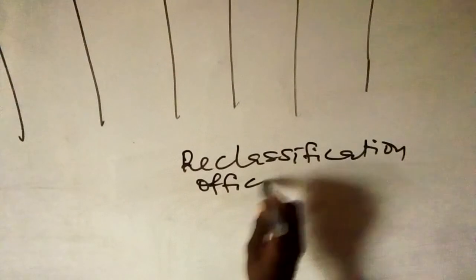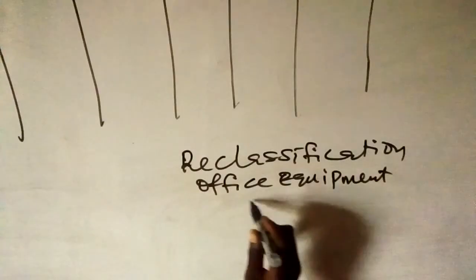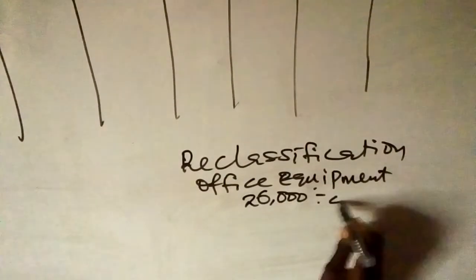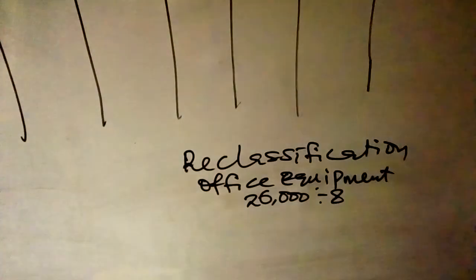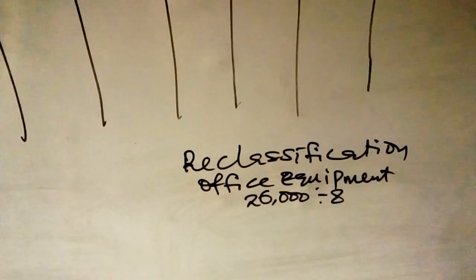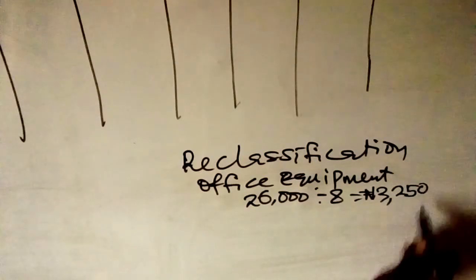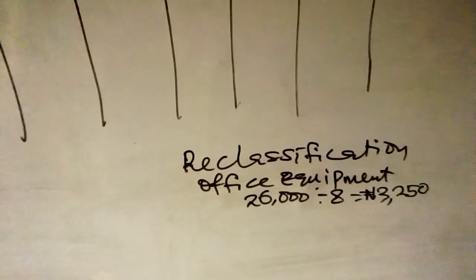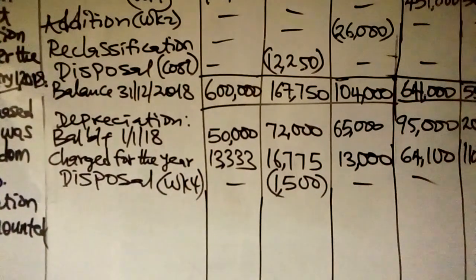Office equipment, which is 26,000 divided by 8. Then we have 3,250. Then, since you are removing it from office equipment, so reclassification.